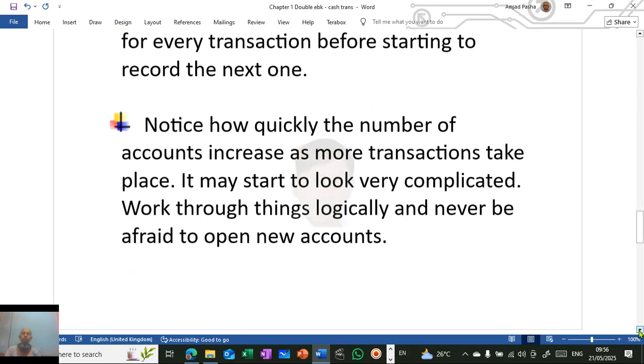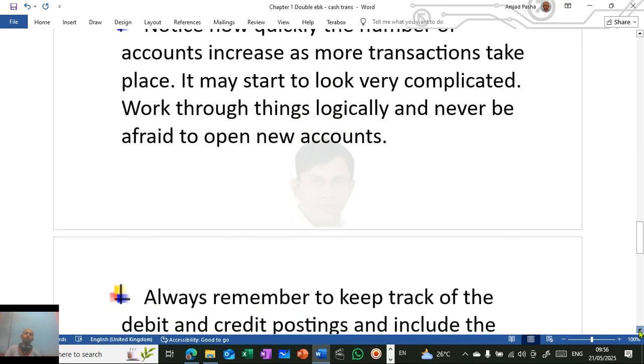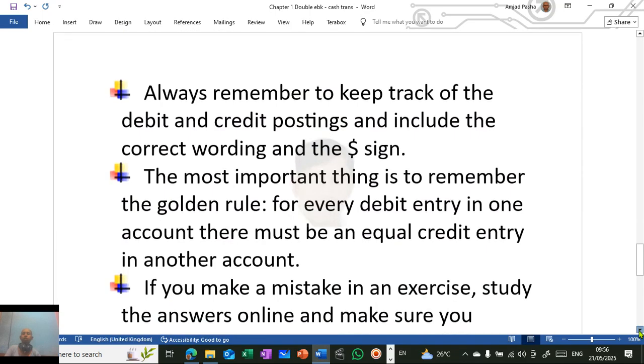Notice how quickly the number of accounts increases as more transactions occur. When they are asking you to prepare ledger accounts, you may have to prepare a lot of them, and they keep on increasing. You should not get confused. It may start to look very complicated. Work through things logically, and never be afraid to open new accounts. So you have to work logically and open new accounts, so that it becomes easier for you. Once you do it, it will become easy.